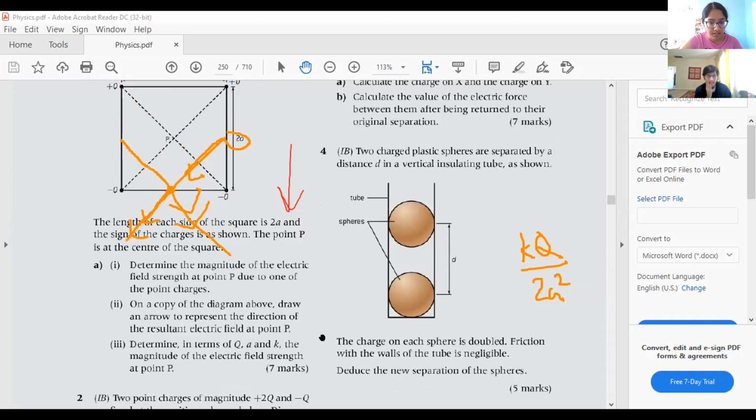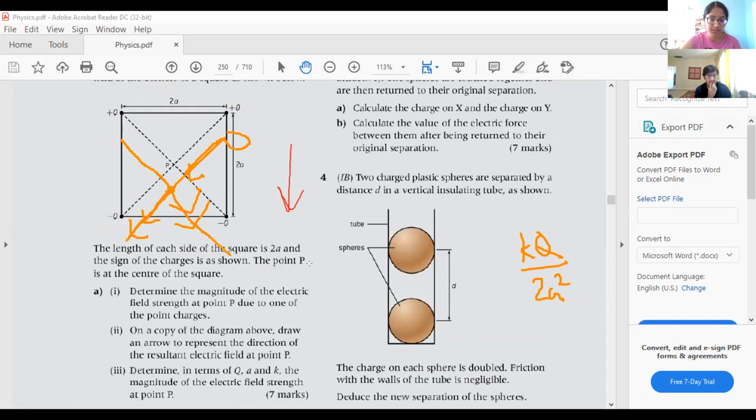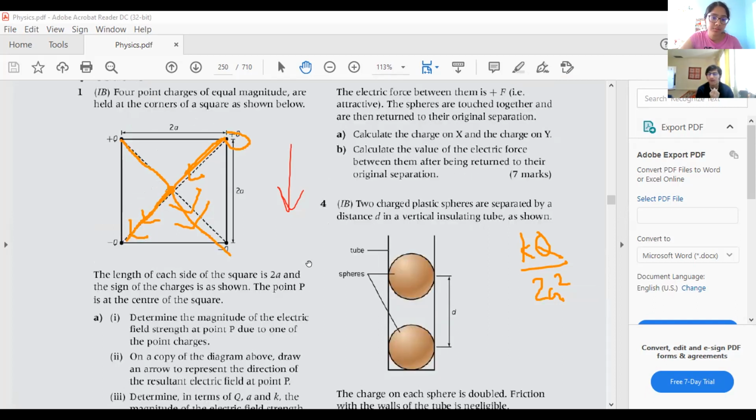Wait, hold on. The next one is, determine the electric field strength. Oh, yeah, okay, you're right. It'll just go down. So it would be two of those forces in this direction and two of those in this direction. And how would we find the resultant mathematically? Well, we have KQ over R squared is just one of them.